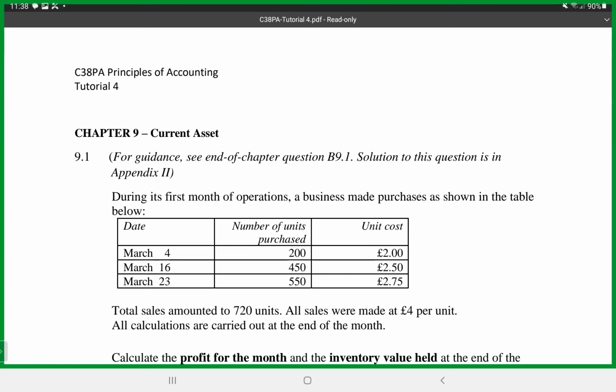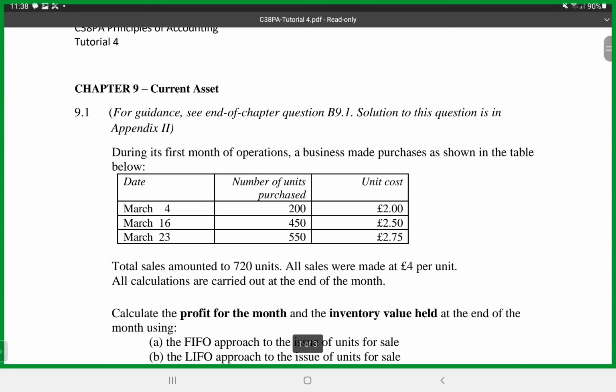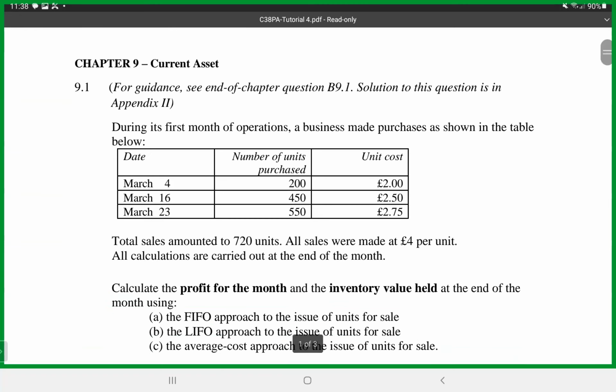During its first month of operations, a business made purchases as shown in the table below. Total sales counted to 720 units. All sales were made at $4 per unit. All calculations are carried out at the end of the month. Calculate the profit of the month and the inventory value held at the end of the month using the FIFO approach to the issue of the units of sale, the LIFO approach, and the average cost approach to the issue of units for sale.